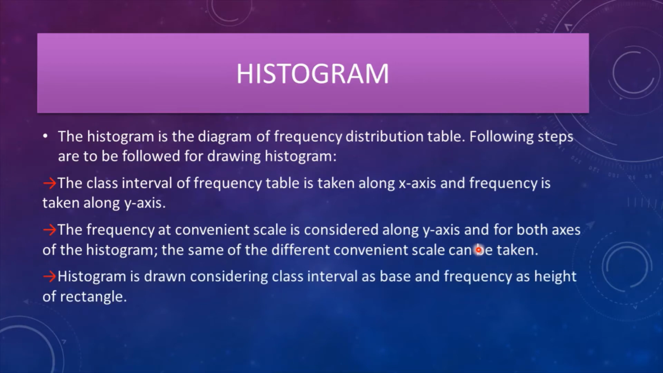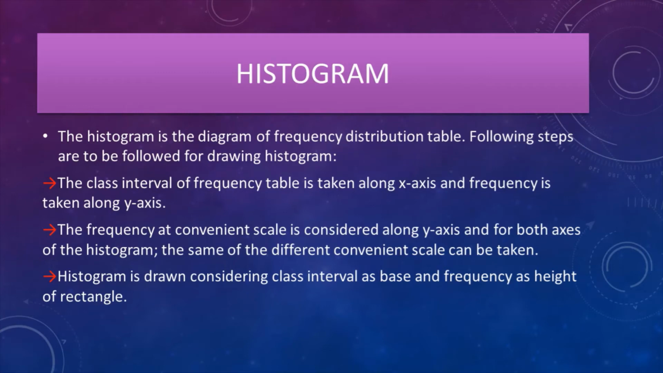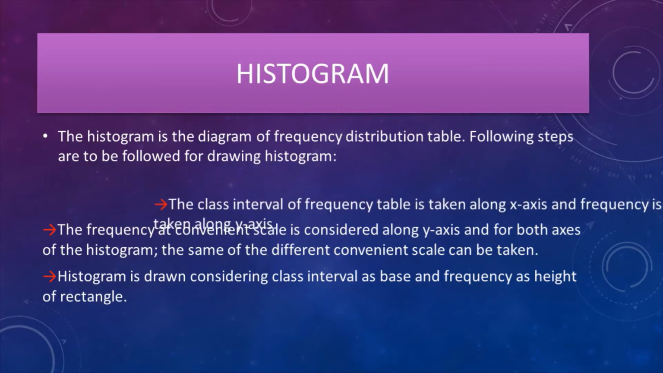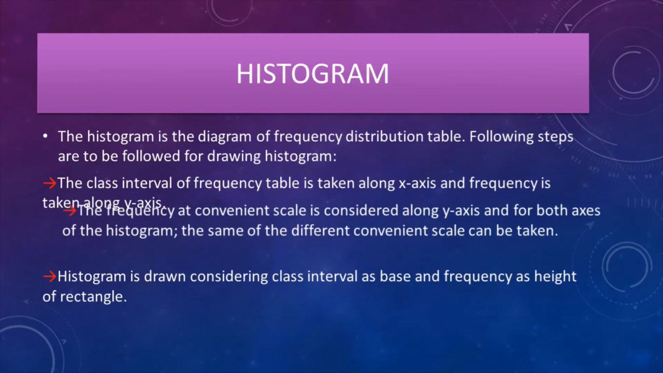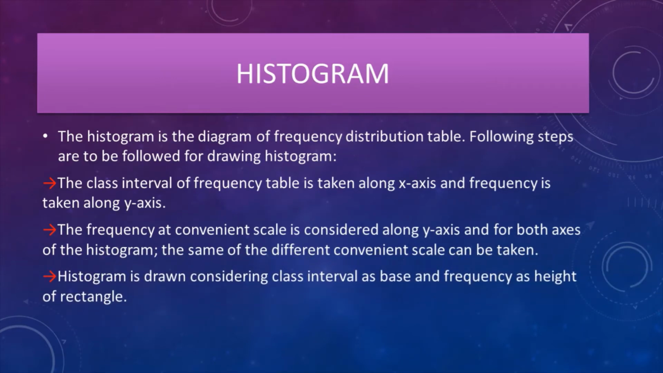That means in both the x-axis and y-axis we can take the same or different convenient scale. The next step, the histogram is drawn considering class interval as base and frequency as height of the rectangle. So my dear students, class interval as base, that means in the x-axis, and frequency as height, that means in the y-axis. So this is the histogram, my dear. The histogram is the diagram of a frequency distribution table, and we can follow these steps for drawing a histogram. So these are the steps, and the last step is that in the x-axis we take class interval, and in the y-axis we take frequency.